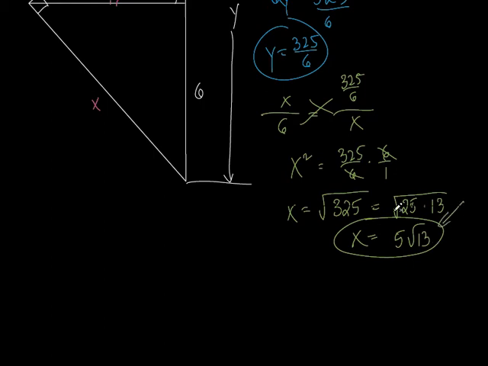I want you to write it like this. Don't leave it as the square root of 325. Don't put it into a calculator and get a decimal approximation.